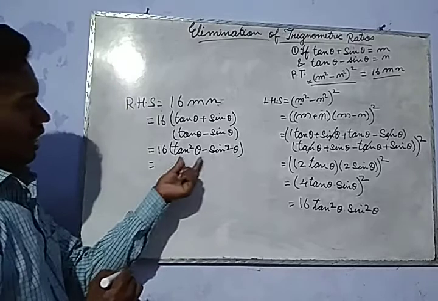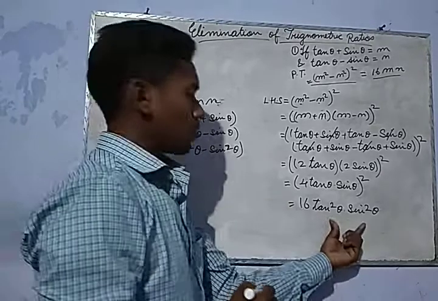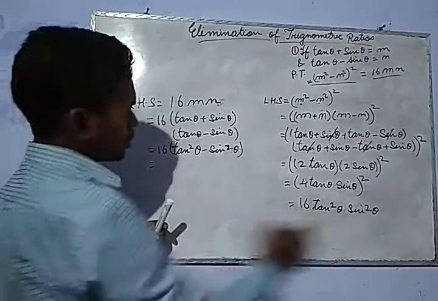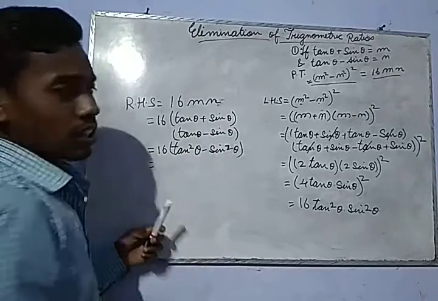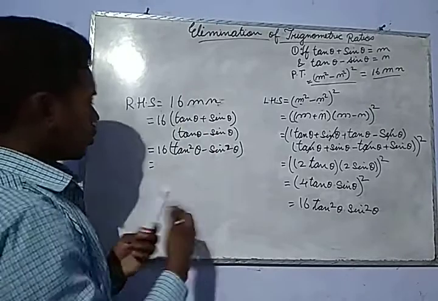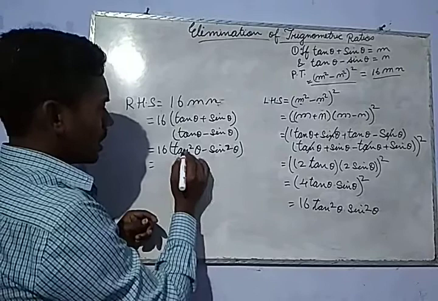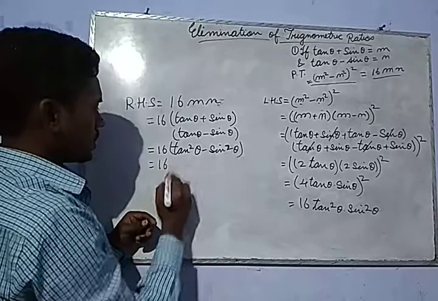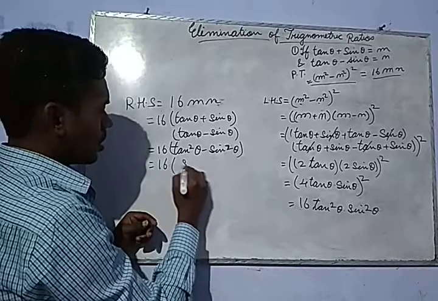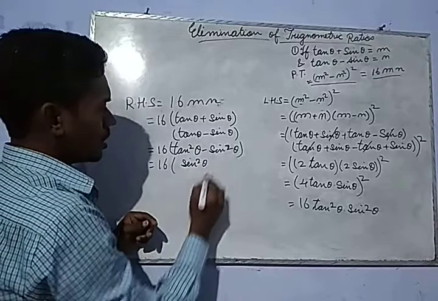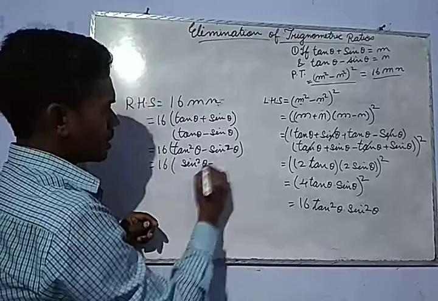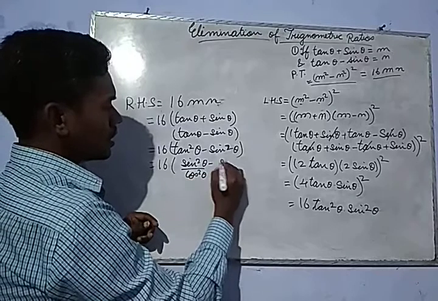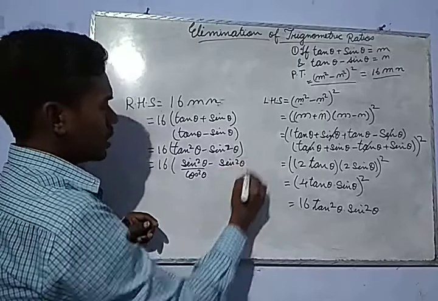So we see that the RHS solution is quite different from the LHS. So what do we do? We move it further. How can we do that? We convert this tan in terms of sine and cos: 16 bracket sine square theta by cos square theta minus sine square theta.